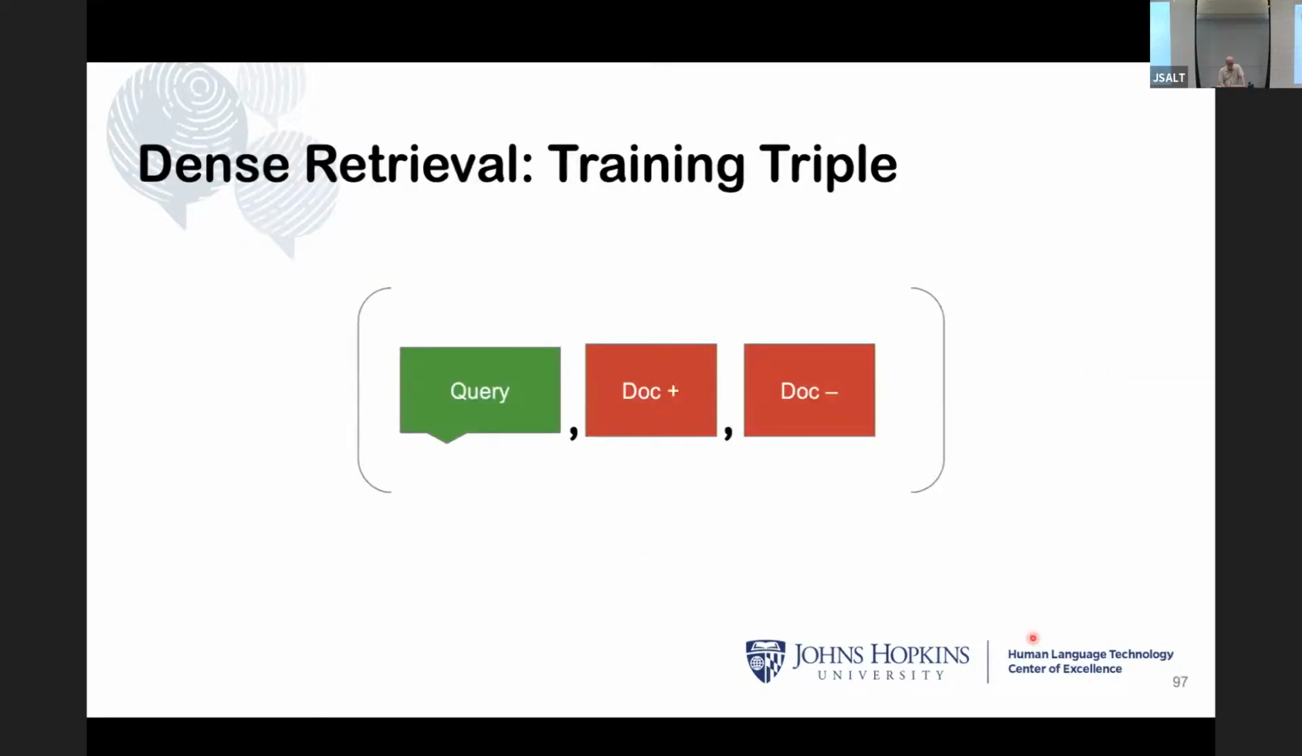Okay. All right, so let's go to dense retrieval, right? We're trying to train a neural system. Dense retrieval just means retrieval over dense vectors. And to train a dense retrieval system, we need training examples. And these training examples are: you have a query, and you have a document that's relevant to that query, and you have a document that's not relevant to that query. And you have a whole bunch of these, and you train your system off of them.